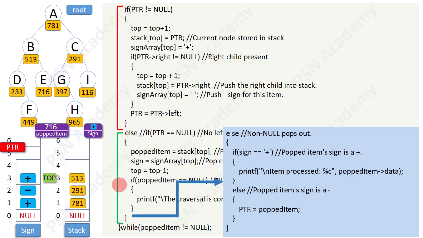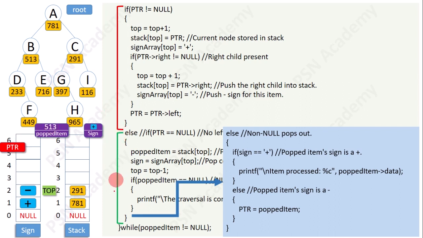So again this green block will work and we have to go for popping. 513 will be popped and stored inside this popped item variable. So 513 comes over here. Plus sign is also stored in the sign variable and top goes down to 2. Popped item is not null, so this else block will work and we find the sign as a plus. So we process it. So this time this B will be processed and your cycle is over. So we check popped item is not null, it is 513. So we get back to this and find that PTR is still null.